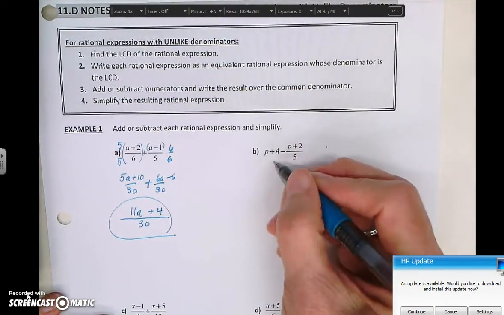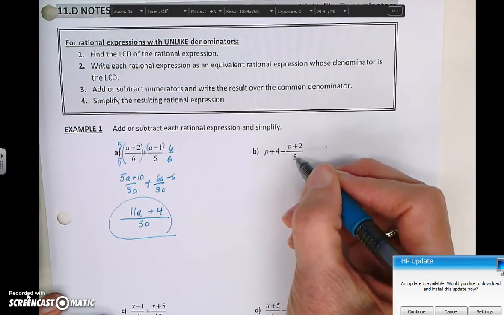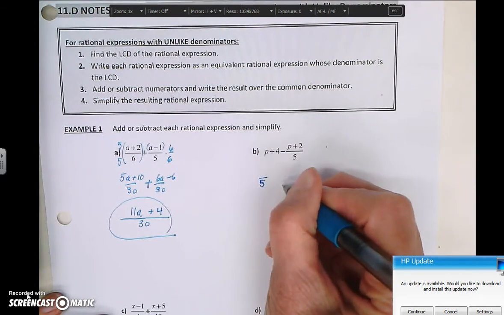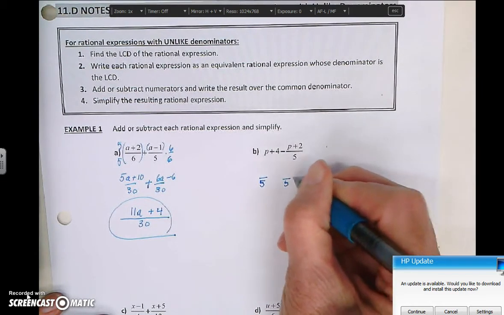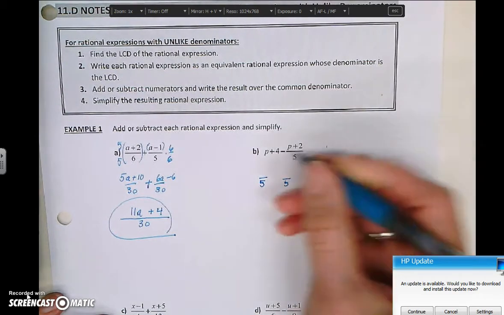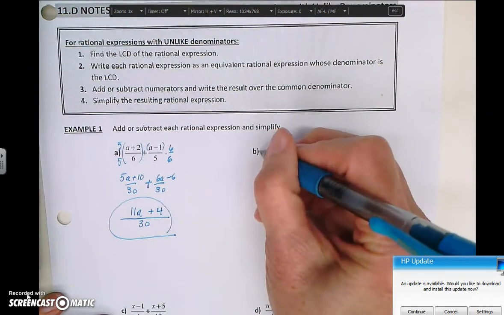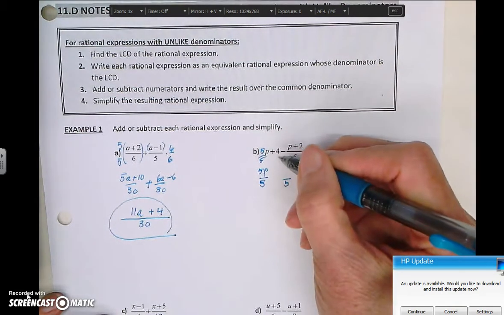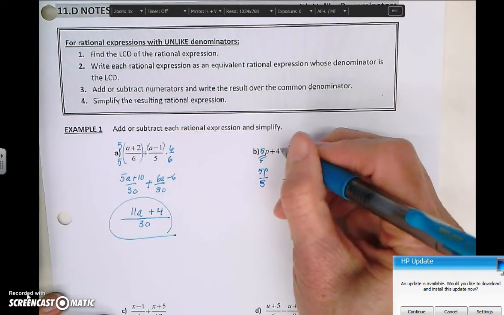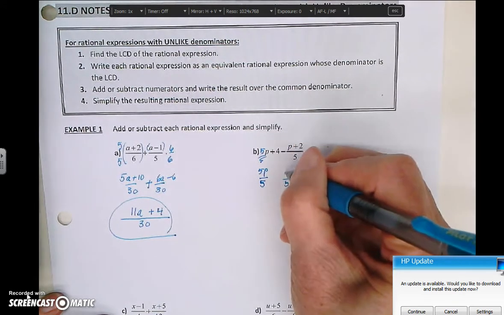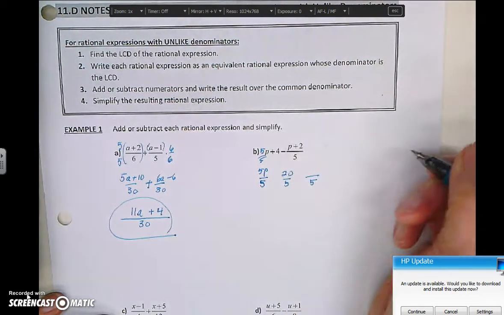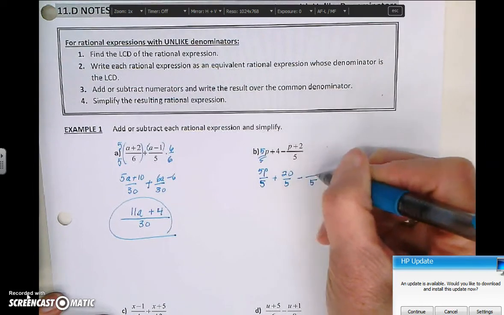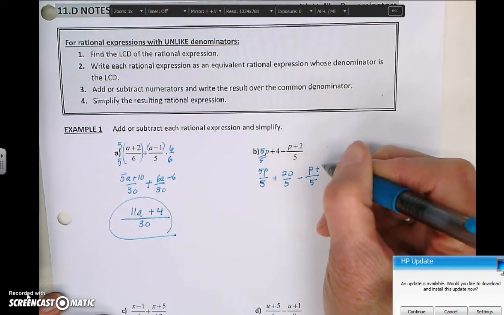All right, so how about B? So B has got a couple of whole numbers, and we want to have a denominator of 5. So we're going to do the same thing. We're going to give everything that denominator of 5. So for P, I had to multiply it by 5 over 5, so it's going to be 5P. And 4, again, I'm going to multiply it by 5 over 5, and that's going to give me 20 over 5, so 20 over 5 is 4. And then, of course, this is not going to change, so P plus 2.